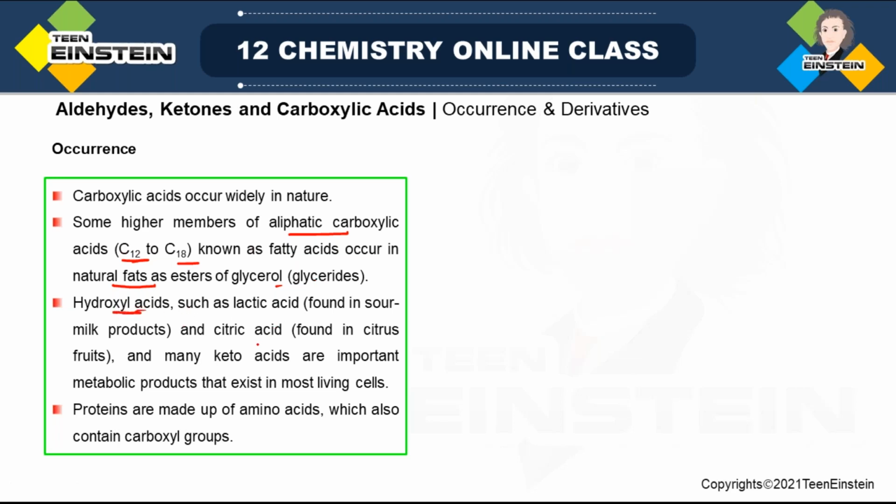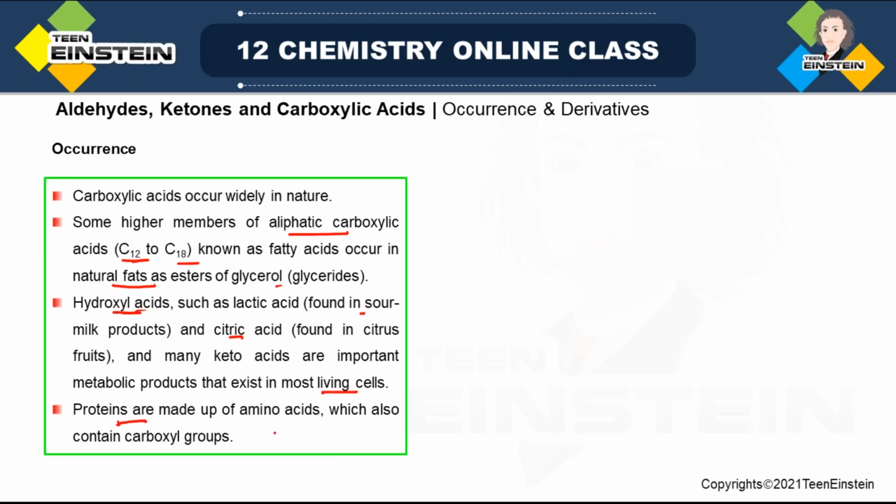Hydroxy acid means an OH group is there, a CO2H group is also there, such as lactic acid, then citric acid. Lactic acid is found in sour milk products, for example, curd. Then citric acid is found in citrus fruit. You can also find a similarity, that is why the common names are so. It is basically found in citrus fruit, so the name is citric acid. Then many keto acids. Keto acid means a carbonyl group is also there, along with the CO2H group. These keto acids are important metabolic products that exist in most living cells.